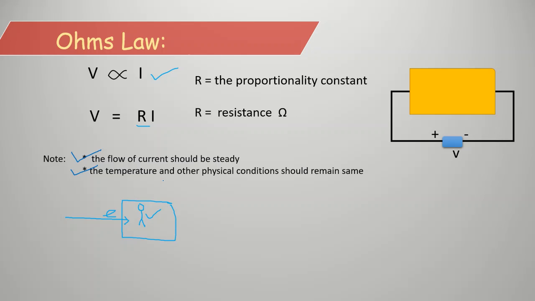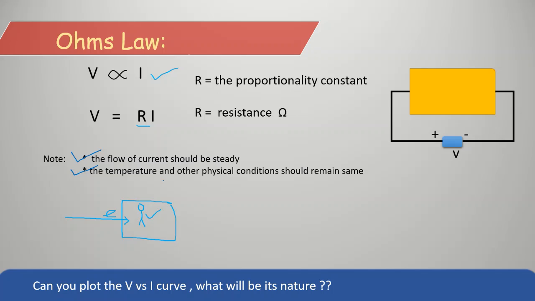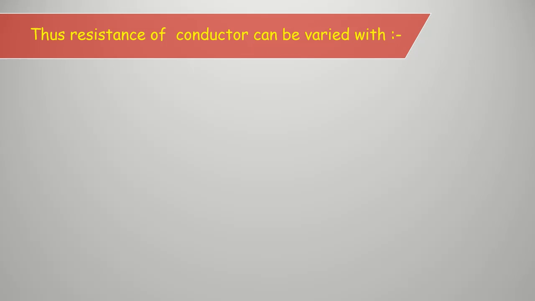One question drops at the bottom of the screen: plot the V versus I curve and find its nature. Just pause the video right here and try to obtain the nature of the curve. If you couldn't make the curve, just see the video of the graph linked at the top of the screen. Then, how does the resistance of a conductor vary?